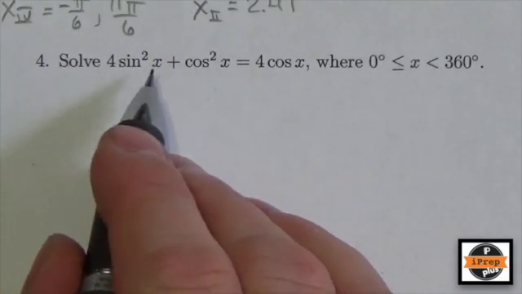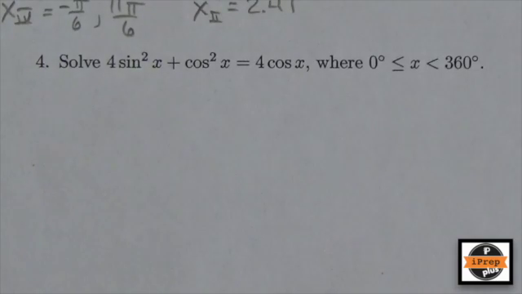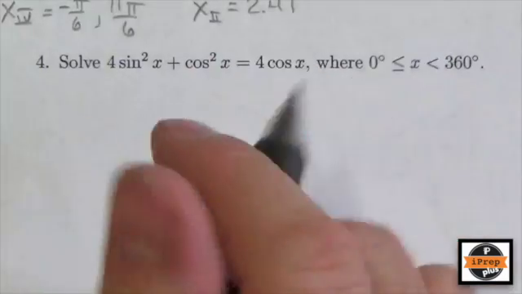Now everything is in terms of x, and that's great here. But I've got sine and cosine together, and I can't separate them by factoring. Okay, so I'm going to have to do a substitution here.